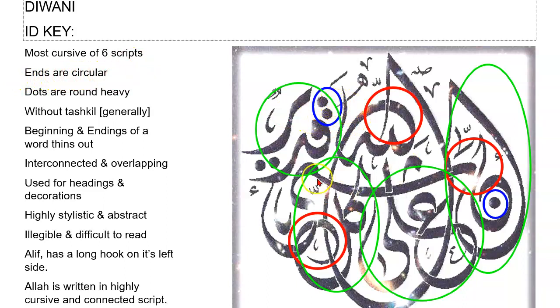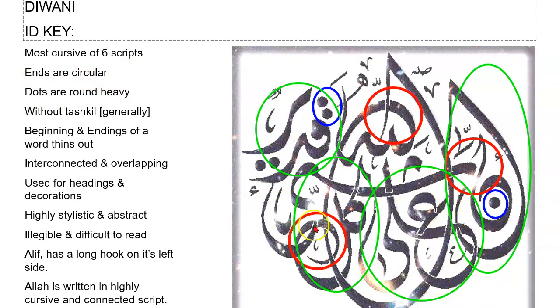And by the way, why was this introduced? One of the reasons for it was when they would write certificates or signatures, they would actually utilize this script to make it stand out, like the cursive nature of this writing is very appealing. So most cursive, recognize if you see something like this, it's most cursive, you know that it's Divani. Ends are circular. They tend to go in a circular pattern.